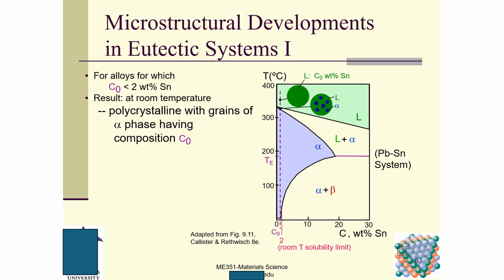These dots are alpha. This green portion is still the liquid. And then when we go all the way down into the alpha field, we will have polycrystalline solid alpha phase. You can see the green boundaries.